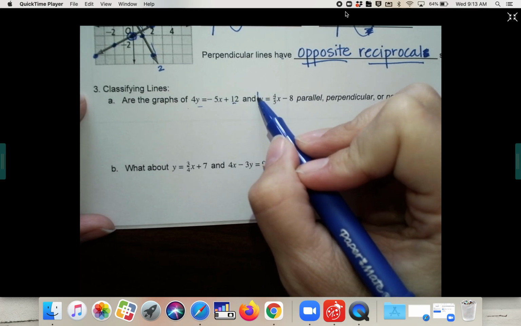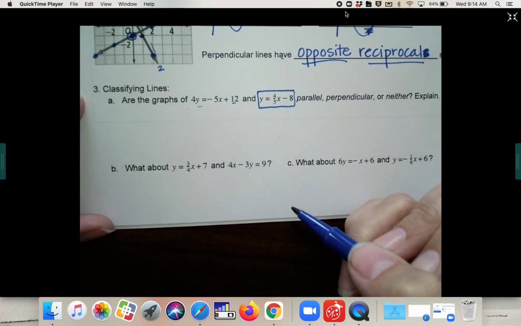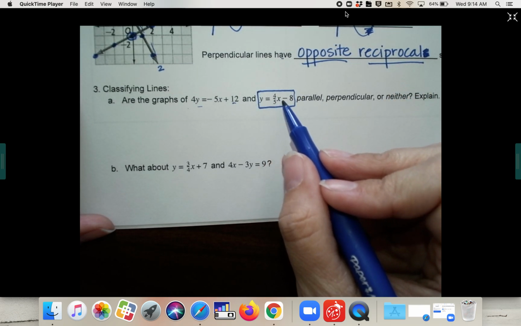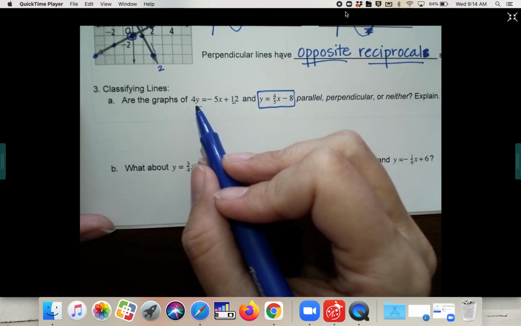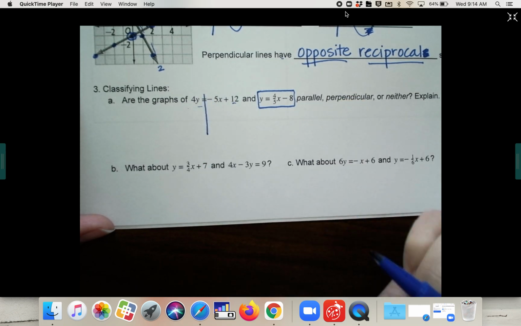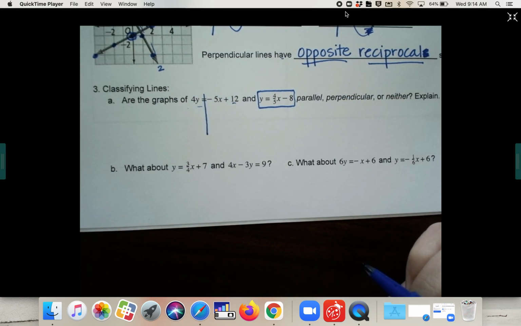This one is in slope-intercept form. The y is by itself. y equals mx plus b. This one is not. y is not fully by itself. So you can't determine it unless you rearrange it and first get it in slope-intercept form.